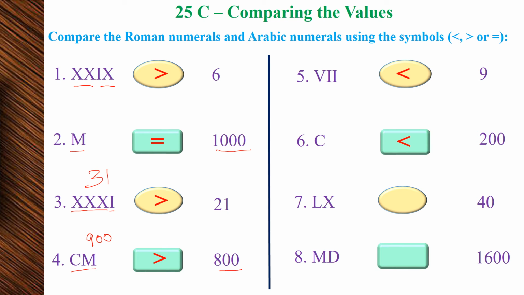Now, seventh, LX. What is the value for LX? We know that L is 50, X is 10. So L plus X is greater than 40. Last one, MD. We know the value for M, which is 1000. Value for D, which is, yes, of course, it is 500. 1000 plus 500, 1500. But on the right hand side, we have 1600. Therefore, which one is greater? Yes, of course, 1600 is greater.